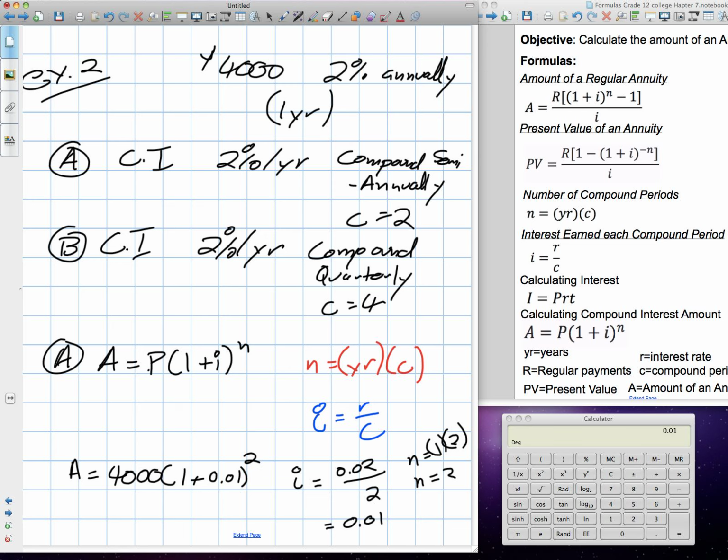So $4,000 times (1.01) to the power of 2. 1.01 to the power of 2 times 4,000.